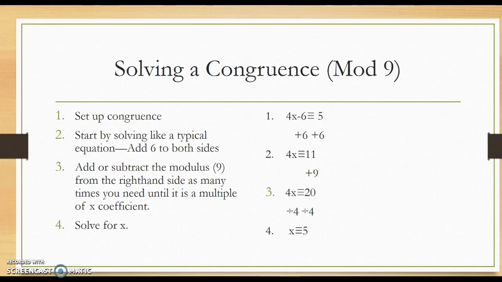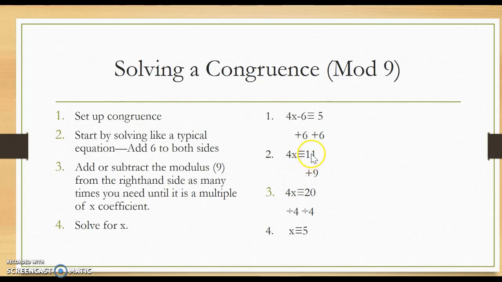So I set up 4x minus 6 is congruent to 5. The next step is to start by solving like a typical equation and adding 6 to both sides, as you can see here. So we got 4x is congruent to 11 by adding 6 to both sides. Step 3 is to add or subtract the mod, in this case 9, from the right hand side as many times as you need until the right hand side becomes a multiple of the x coefficient. The x coefficient would be 4 in this case.